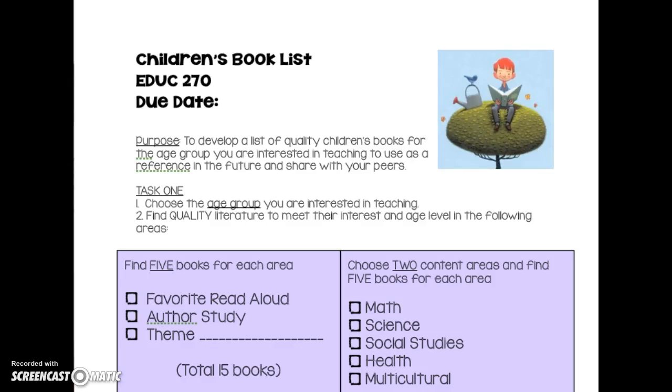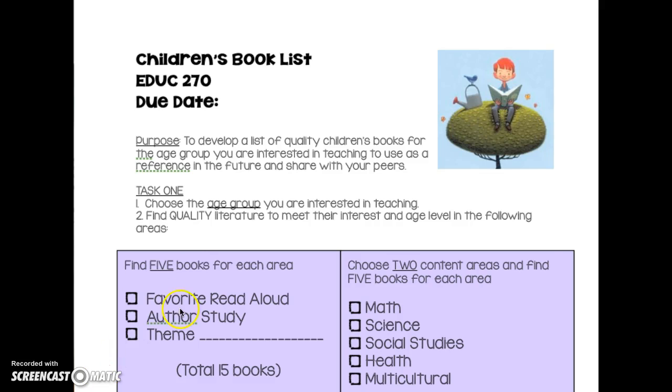One of the projects that we're going to do in this course is the children's book list. The purpose of this project is to develop a list of quality children's books for the age group that you are most interested in teaching. This will then become a reference for you to use in the future, and these lists will be shared with the peers in this class. So not only will you have your book list, you will have the book list of all your peers to use as a reference after the course is over.